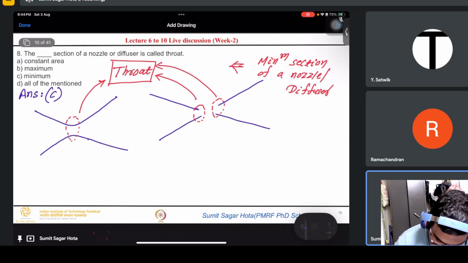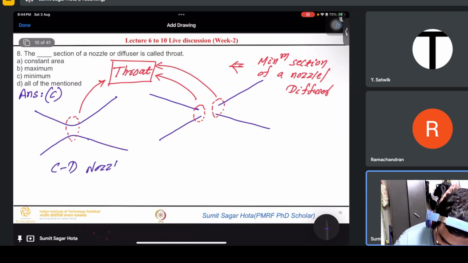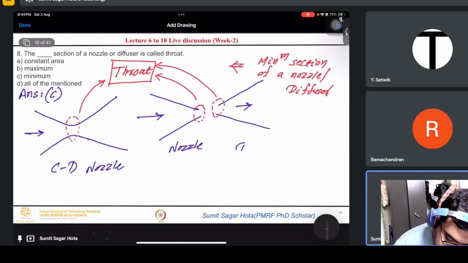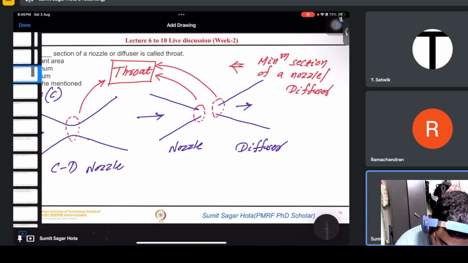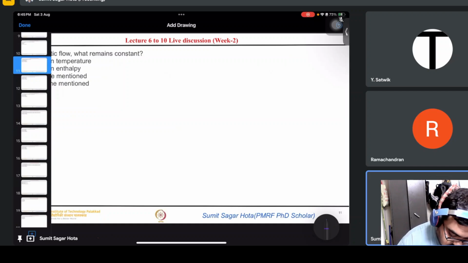So I just mentioned this is your convergent divergent nozzle. This is the nozzle, with the flow going in this direction, and this is your diffuser. Depending upon the flow, if the area decreases, then it is the nozzle. If the area increases, it becomes the diffuser. Okay, so let's go to the next one.